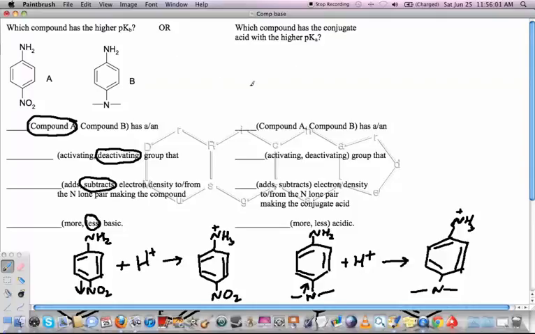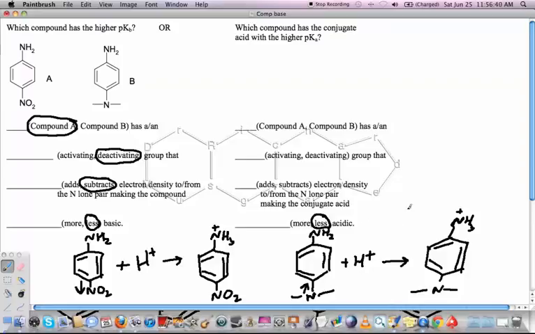Okay, looking at the same compounds again, which compound has the conjugate acid with the higher pKa? So we've got the conjugate acids over here, we've already drawn them out. Now we're going to look at how those are affected. And we're looking here for the higher pKa, that's the one that is less acidic. And we're looking at the wording here, compound A, compound B has an activating or deactivating group that adds or subtracts electron density to or from the N-lone pair, making the conjugate acid more or less acidic. So we're looking for the less acidic one here.